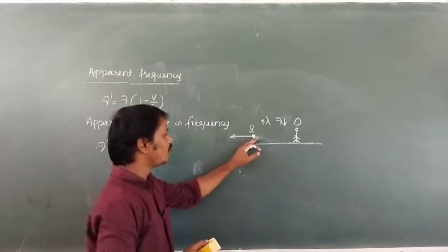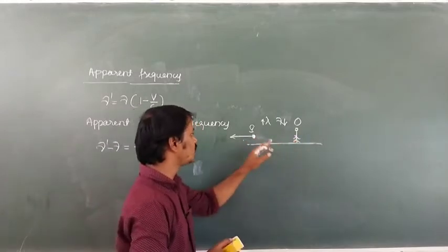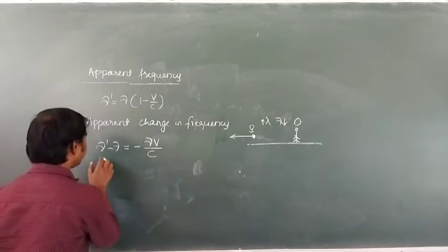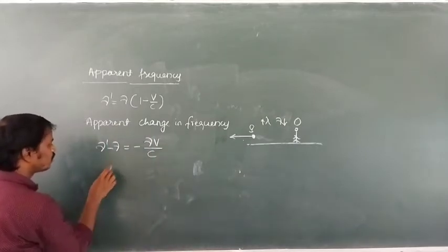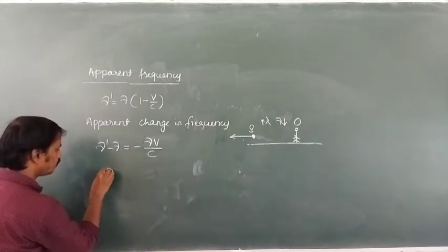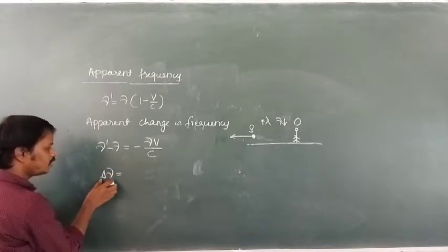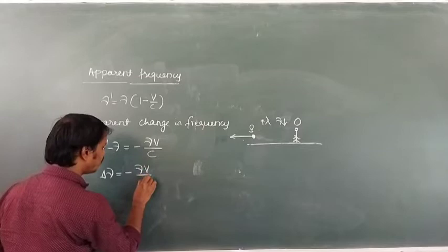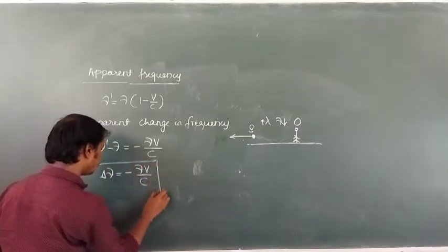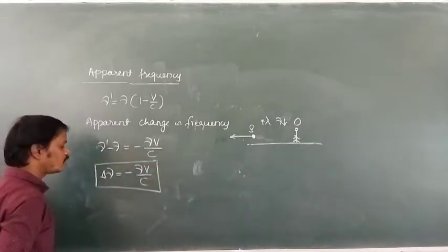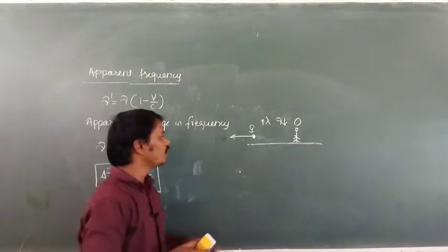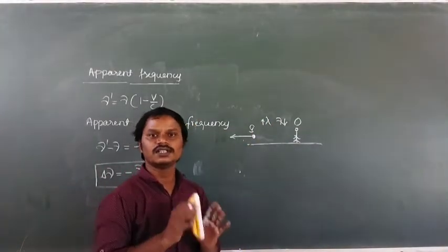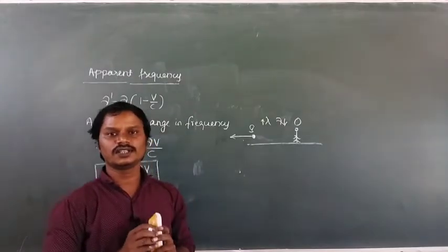When the source of light is moving away from the observer, the frequency decreases. Now nu dash minus nu can be written as delta nu. Then this gives the apparent change in frequency, that is minus nu into V divided by C. So this is the expression for the apparent change in frequency when the source of light is moving away from the stationary observer. This is all about the Doppler effect.